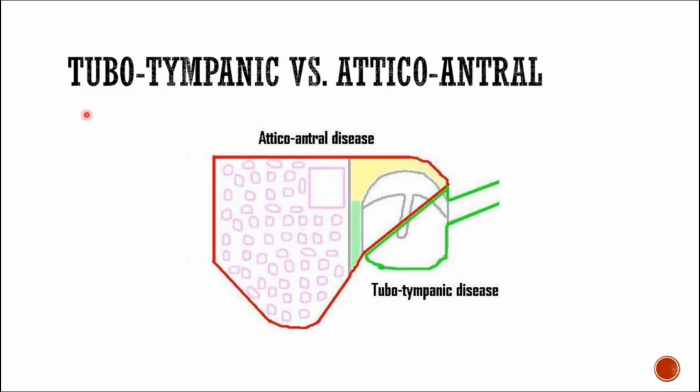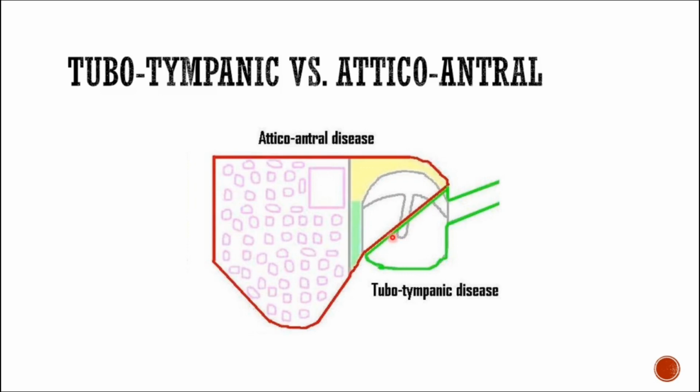Tubotympanic: tubo means the eustachian tube, and tympanic means the tympanic cavity. So that is the tubotympanic disease. In the safe type of CSOM, this part of the middle ear cleft will be involved, and this area which is shaded in red will be involved in cases of atticoantral disease. That is the difference. That is why this is called tubotympanic disease, and that is why the other is called atticoantral disease, because the attic is involved and the antrum is involved.